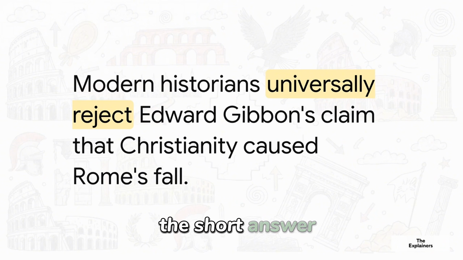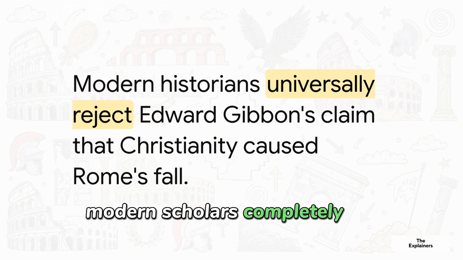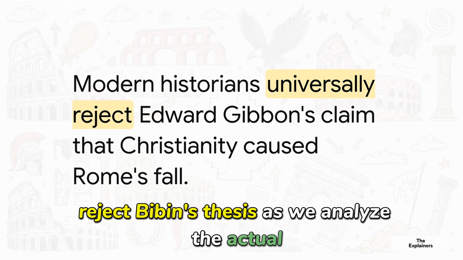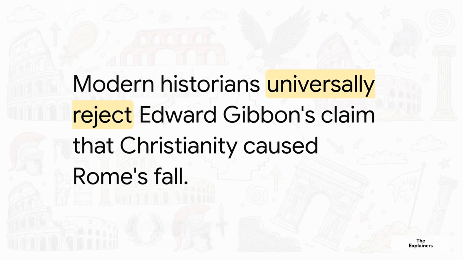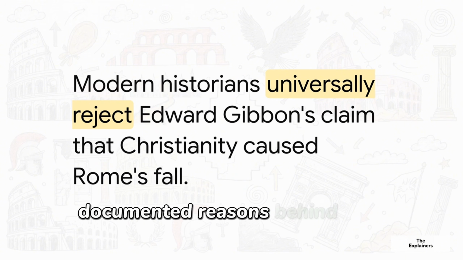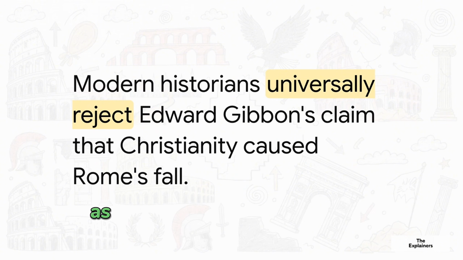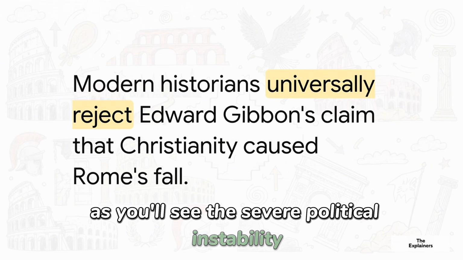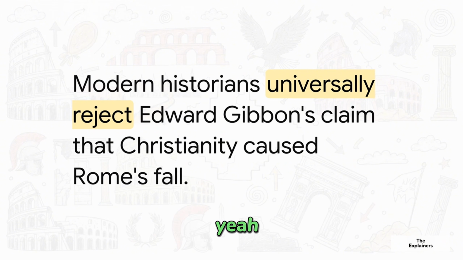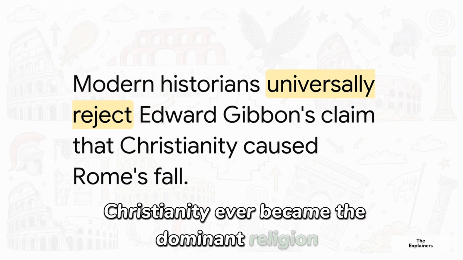But the short answer? Absolutely not. Modern scholars completely and universally reject Gibbon's thesis. As we analyze the actual historical and archaeological data throughout this explainer, we're going to uncover the real, documented reasons behind Rome's unraveling. As you'll see, the severe political instability and the crushing economic decline that brought Rome to its knees, yeah, those were well underway long before Christianity ever became the dominant religion.